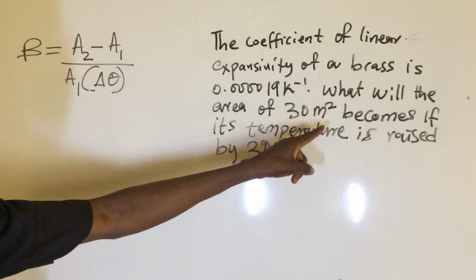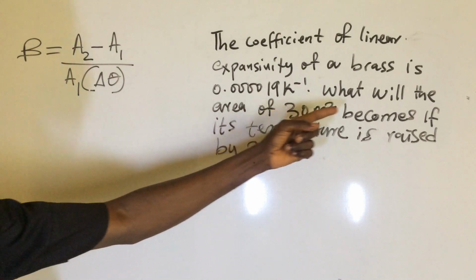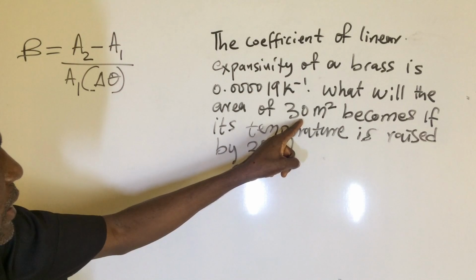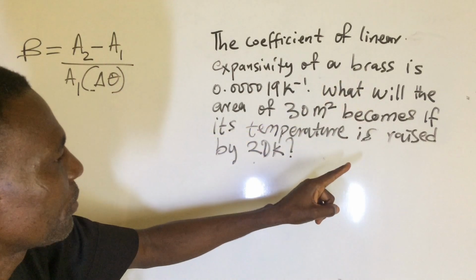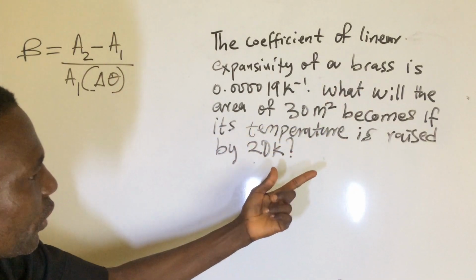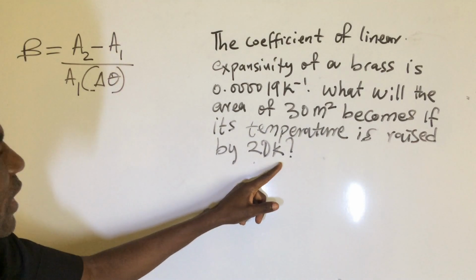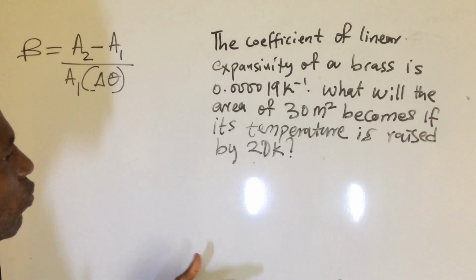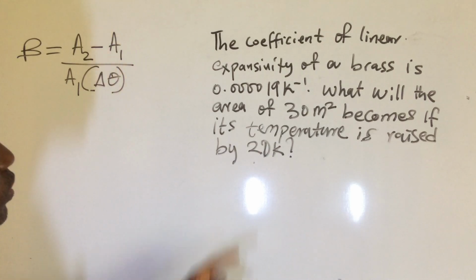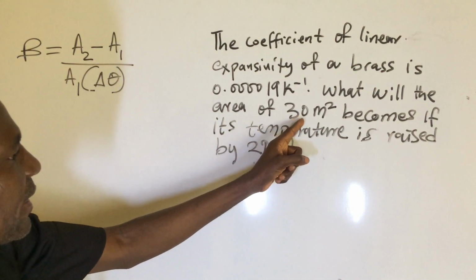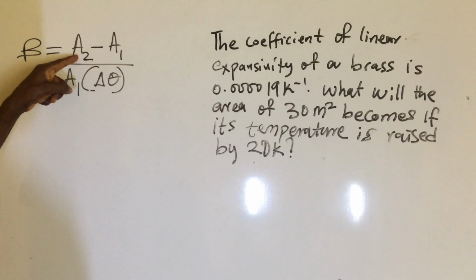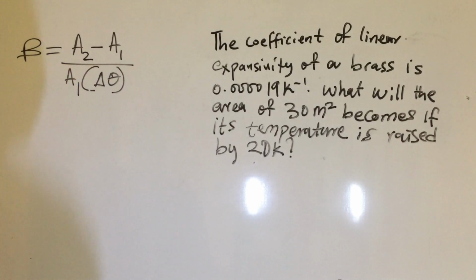Now they say what would be the area of 30 meters square of this brass if its temperature is raised by 20 Kelvin. So if the temperature is increased by 20 Kelvin, what will be the new area? The first area, which is the original area, is 30 meter square. Now, what we do here is to make A2 the subject of the formula before we insert our values.